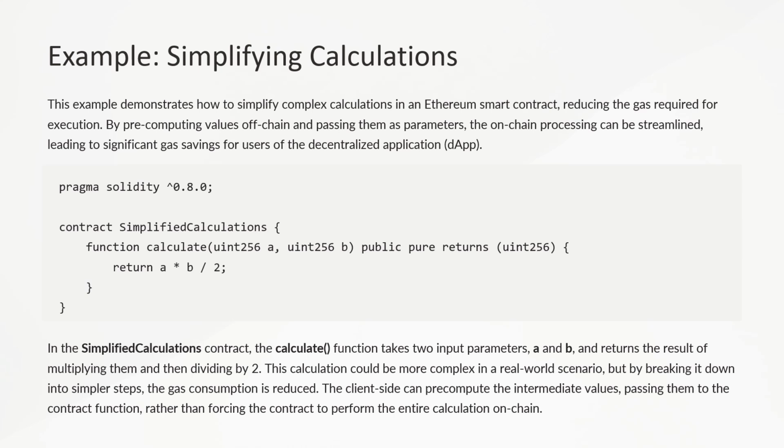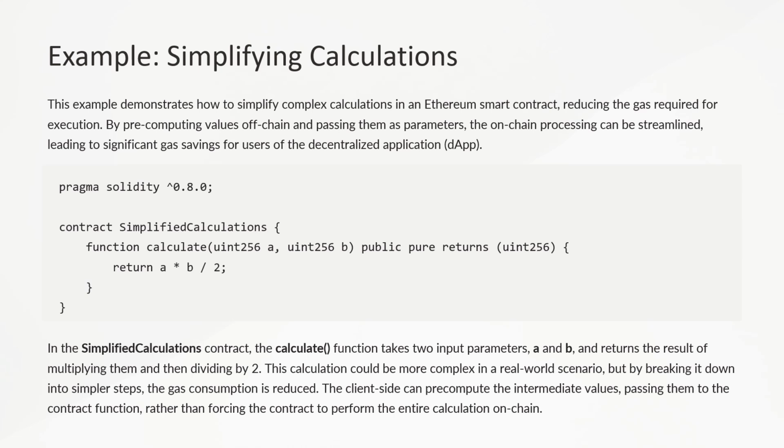In the simplified calculations contract, the calculate function showcases the concept of simplifying complex calculations in an Ethereum smart contract to reduce gas usage. Let's break it down. The calculate function accepts two input parameters A and B of type uint256. It is defined with the pure modifier, indicating that it does not modify the contract state and does not read the contract state either. Within the function, the product of A and B is computed, and the result is divided by 2. This calculation, while simplistic in this demonstration, may represent a more complex operation in a real-world scenario.